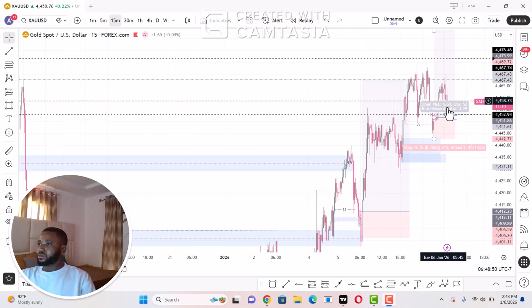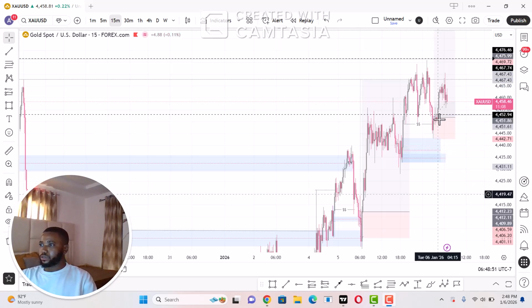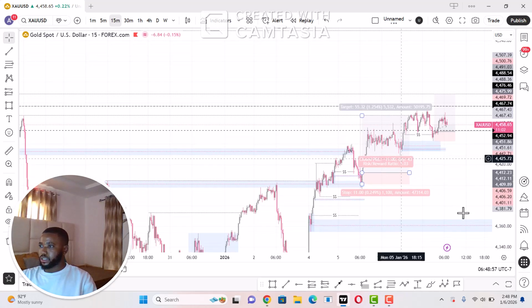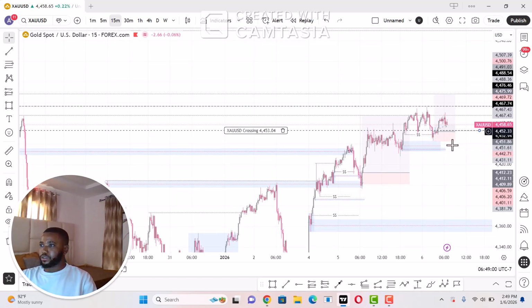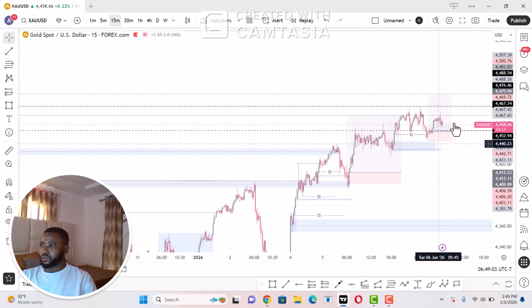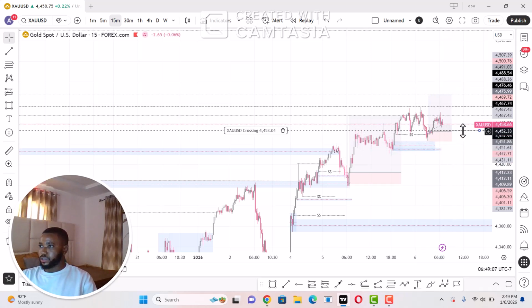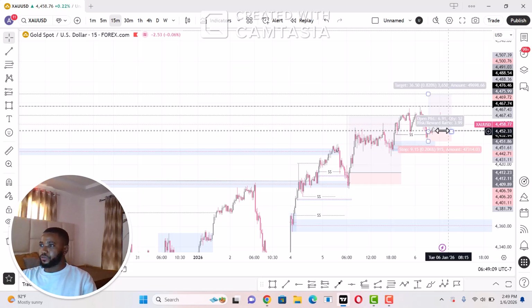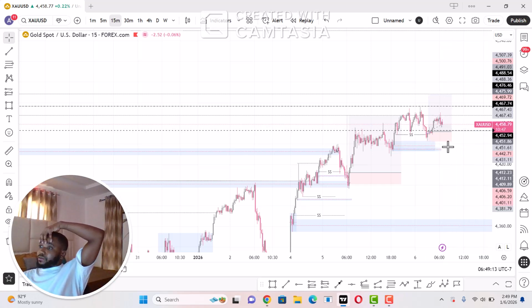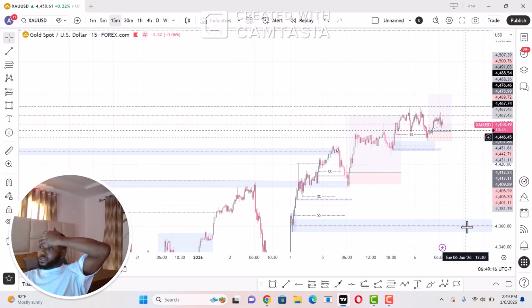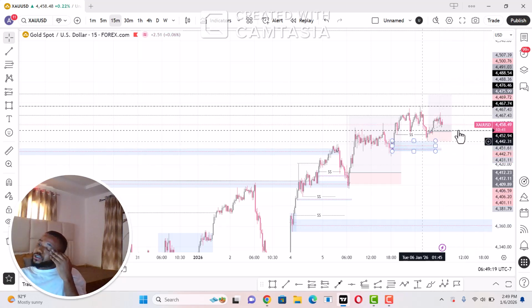So that's it, guys. I don't know what this trade will do though. I don't know what will happen to this trade. Probably the market can still come back down to this area. I've already broken even on this trade. If the market takes me out, it is what it is. I've already broken even above my entry. So I don't know what's going to happen. The market might still go up. That's what it is.